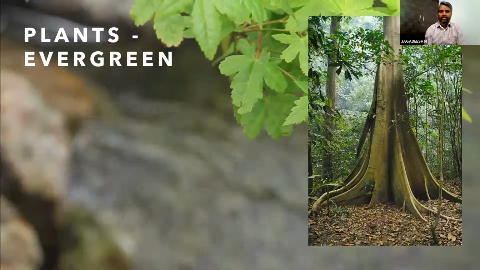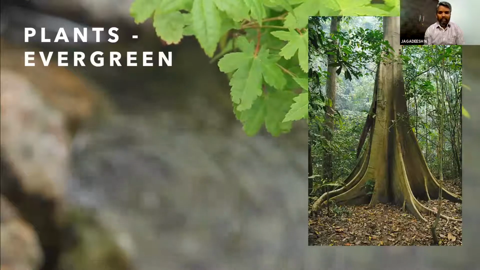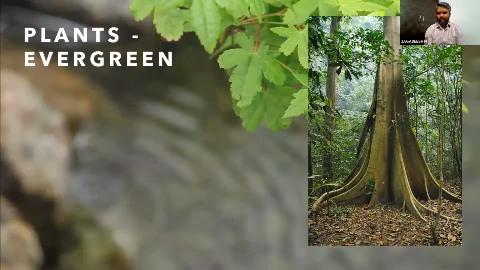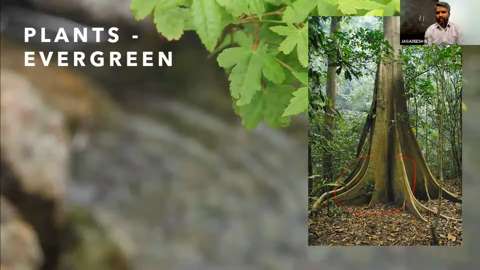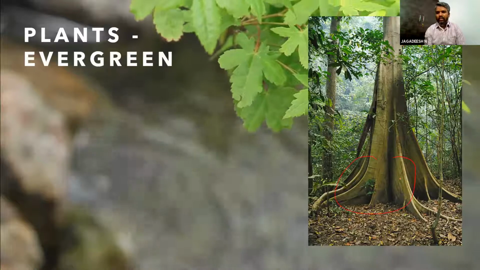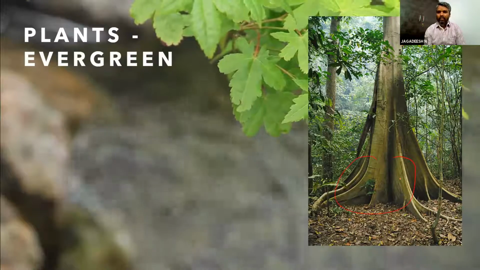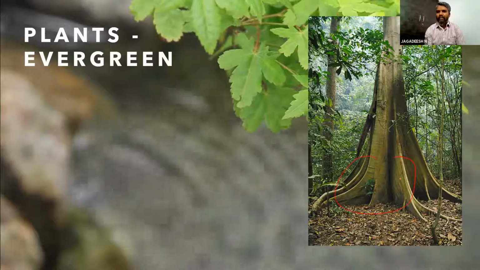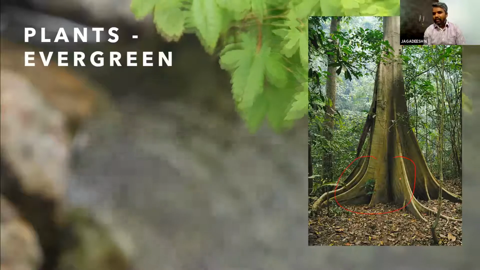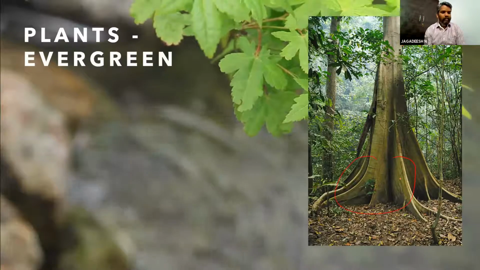Many taller trees develop buttresses. So these are the buttresses. We can see the bottom of the trees are buttressed, so that they are larger to support the weight and the tallness of the trees.